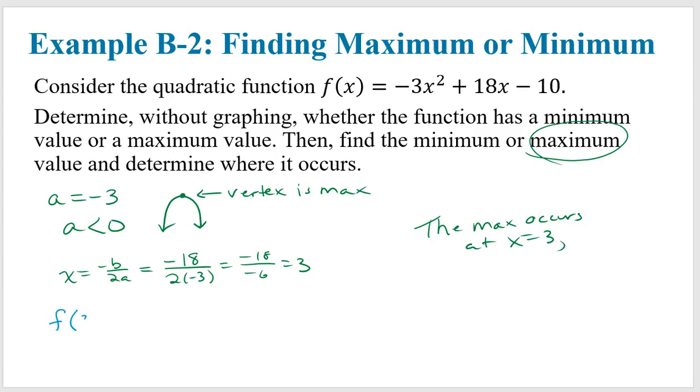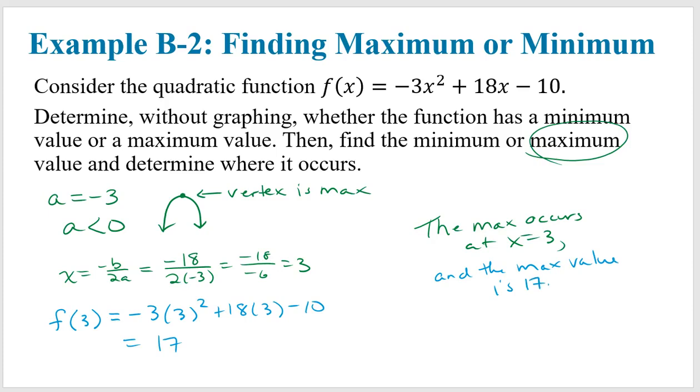Now we need to find the maximum value. So f of 3, we're just going to take the function and plug in 3. So negative 3 times 3 squared plus 18 times 3 minus 10. Plug that all in my calculator, and I get 17. So the maximum occurs at x equals 3, and the maximum value is 17.